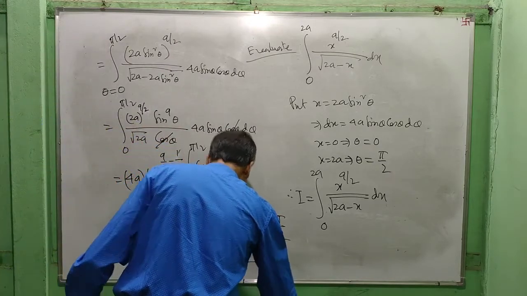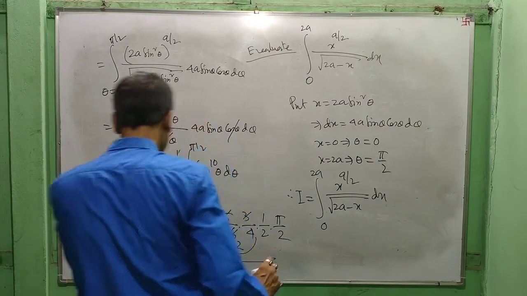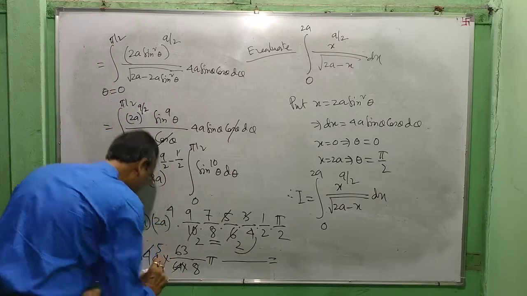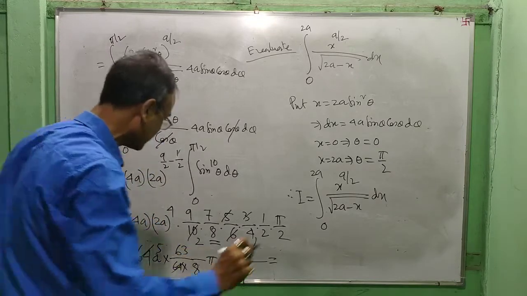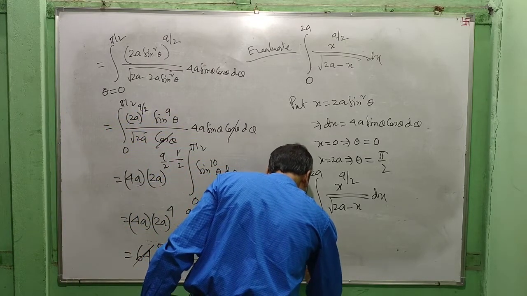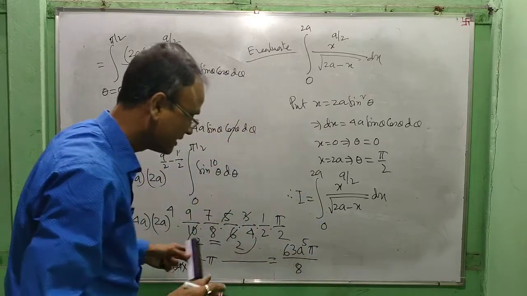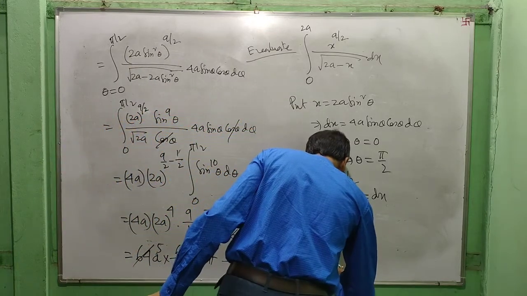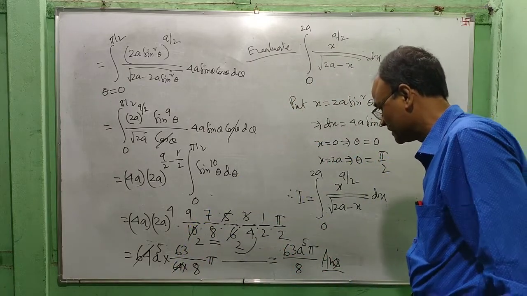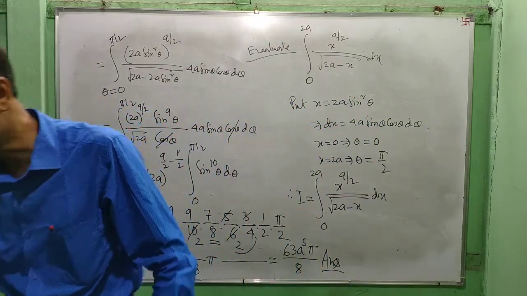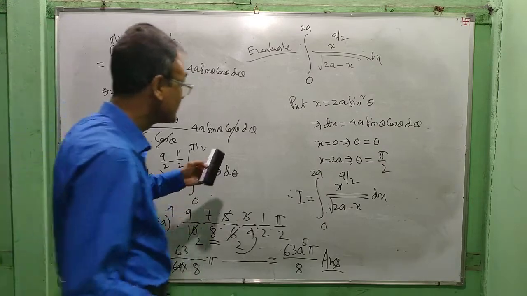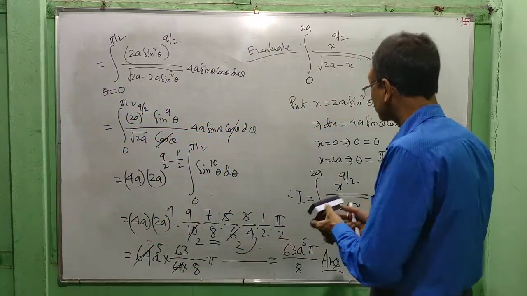This is equal to 63 a to the power 5 pi by 8. 63 a to the power 5 pi divided by 8. The answer should be this. This should be the answer. Perhaps this is the answer.